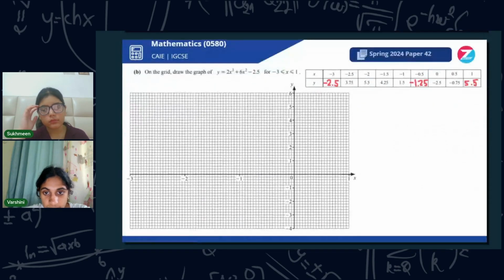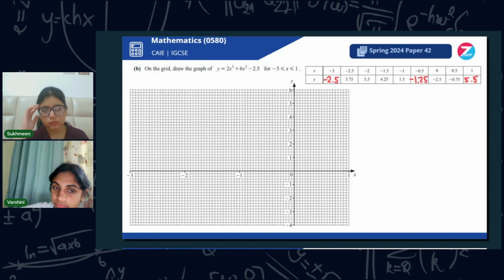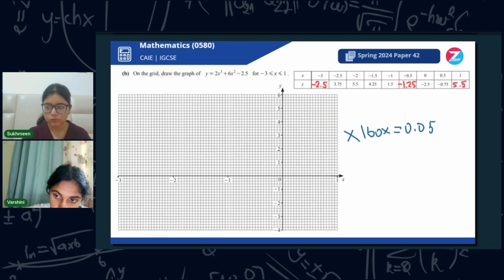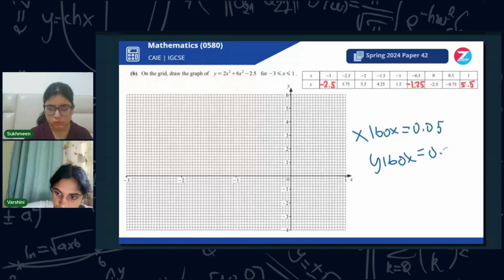Okay, so I've put in the table over here, and we need to draw the graph. First let's look at the graph and calculate how much one box is for both the x-axis and the y-axis. On the x-axis, we can see that for 1, there are 20 boxes. So one box is just going to be 1 by 20 or 0.05. And on the y-axis, there are 5 boxes for one increment, so one box is going to be 1 by 5 or 0.2.